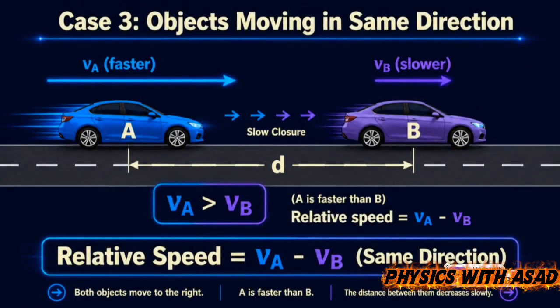Case 3, both objects move in the same direction. Now we subtract their speeds. If car A is faster, it approaches car B. The relative speed is VA minus VB. The gap closes at a much slower rate, only the difference in their speeds matters.